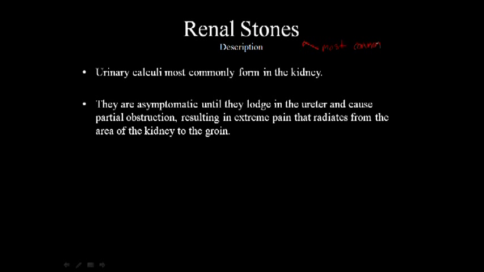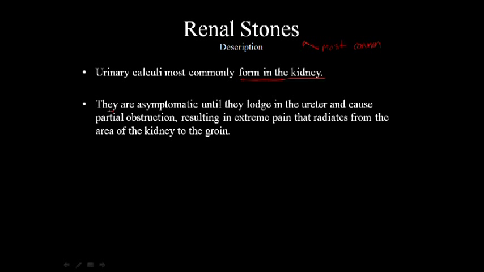A lot of the time this is borne out by urinalysis, which then prompts a CT to look for renal stones. If we look at the description, we see that urinary calculi most commonly form in the kidney. That's where they form. It's very rare that they form anywhere else. And most of the time, patients are asymptomatic until the stone lodges in the ureter and causes partial obstruction.